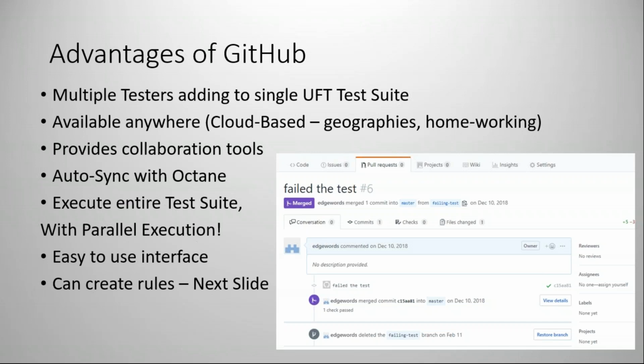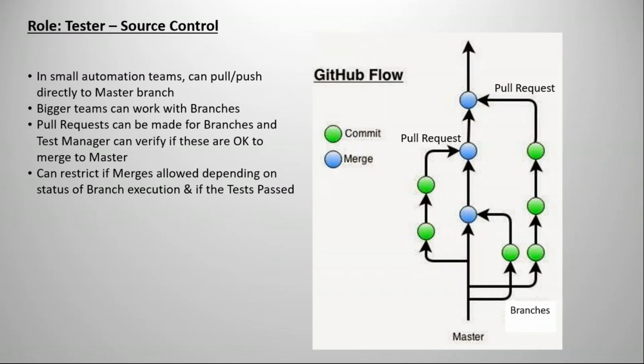We can also synchronize GitHub repositories with Octane. So we can get Octane to automatically discover our UFT tests and add them into Octane. And then we can use our CI tool to also pull the UFT tests from GitHub, from our GitHub repository, and execute them as well. So we can do things like parallel execution, which we'll have a look at. GitHub is nice and easy. It's web-based. It's a very easy to use interface.